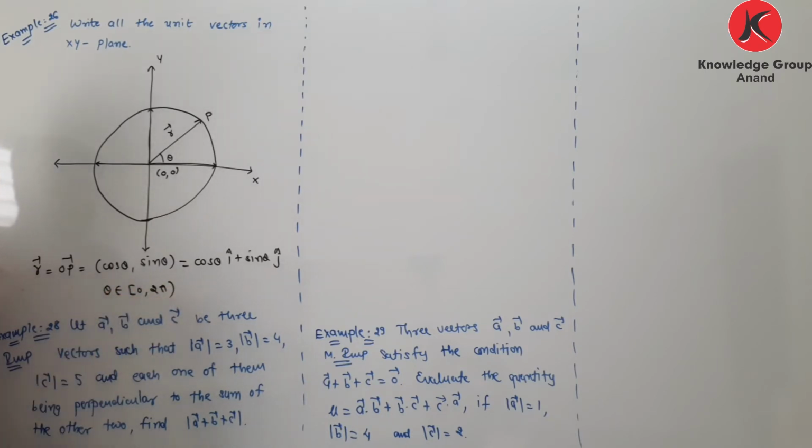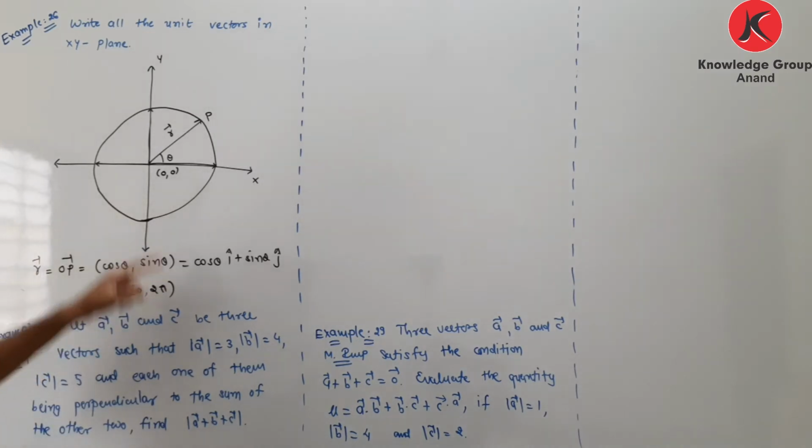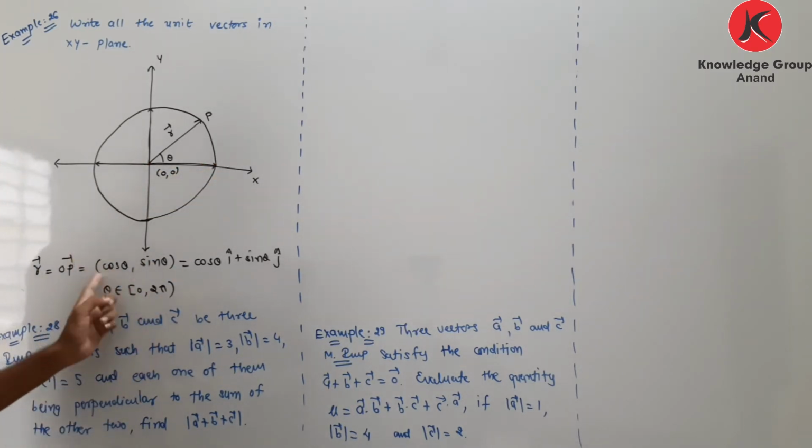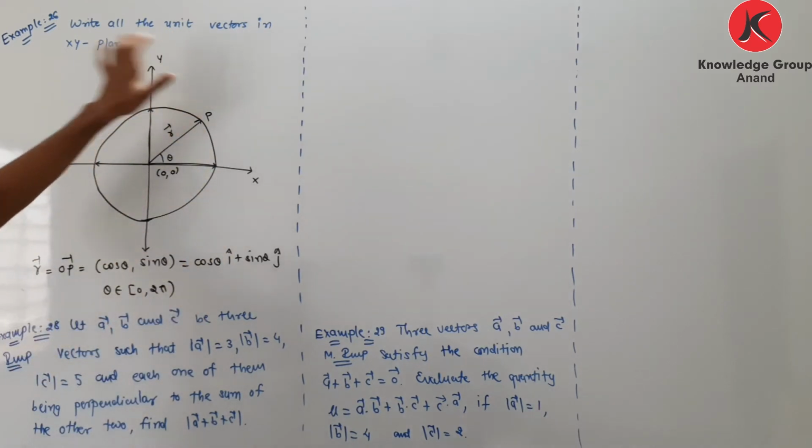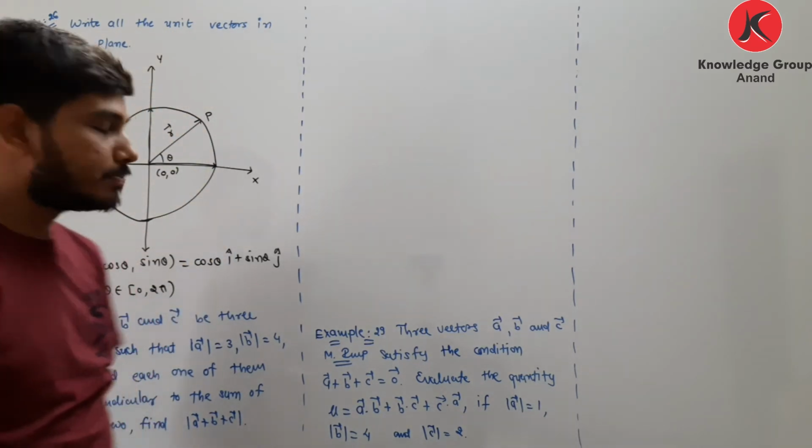Here 0 is included, 2 pi need not be included, because both are on the same axis. Okay, so these are all the unit vectors in the xy plane.